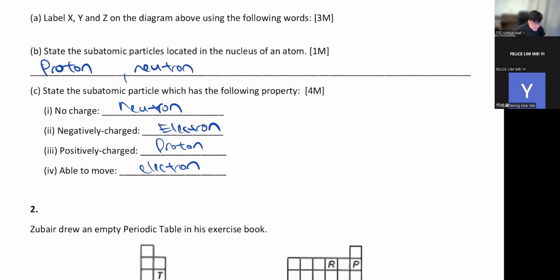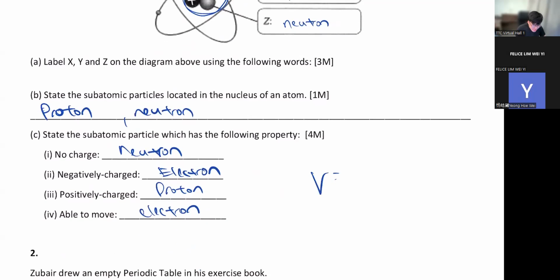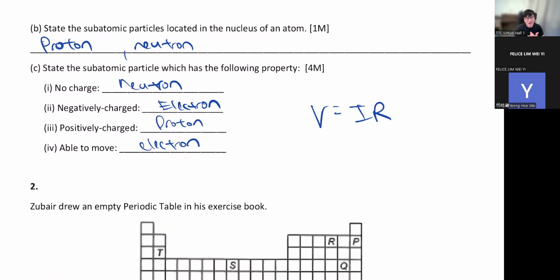Next year when you go to Year 10 and learn physics, you will learn a lot about electricity. Do you remember this? Ohm's law. Felice, do you know what this is? V equals IR: the voltage, current, and resistance. You don't know this? Okay, maybe we have the time to revise next time.